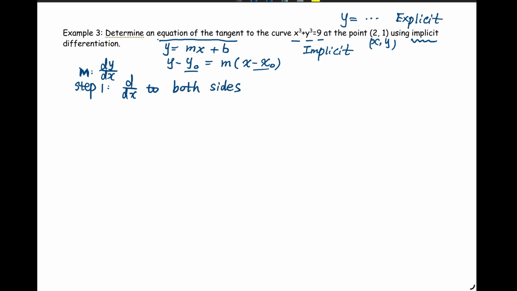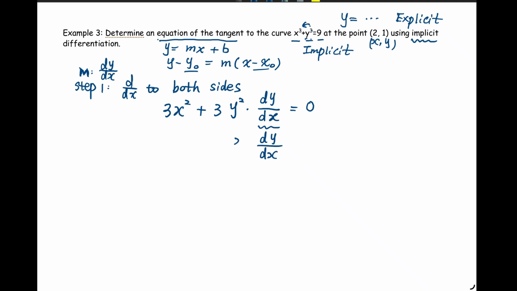So you will have x cubed is just 3x squared. And y cubed, like the chain rule, we do the power first, so 3y squared, then do the base. Base, y is a function of x, so dy by dx. Then equals d0 by dx, constant, derivative is 0. So this one we solve for dy by dx. This is our slope.